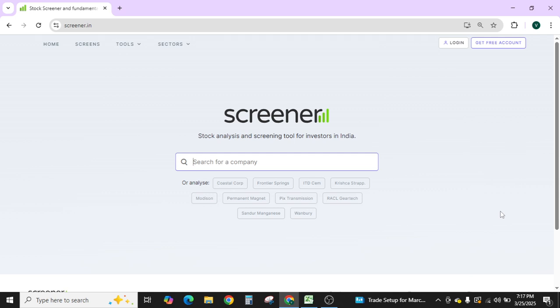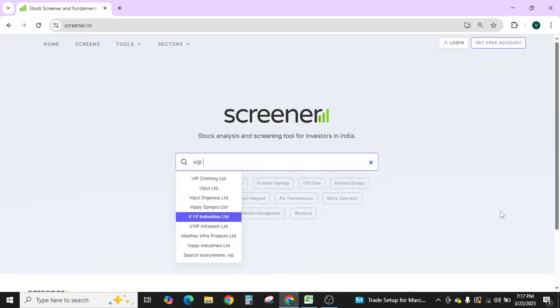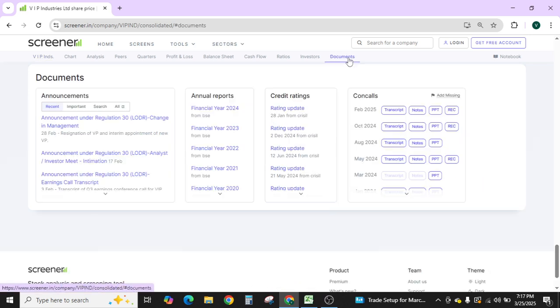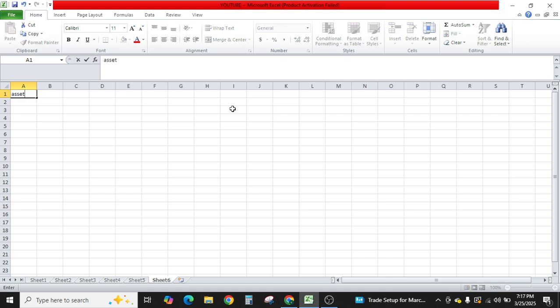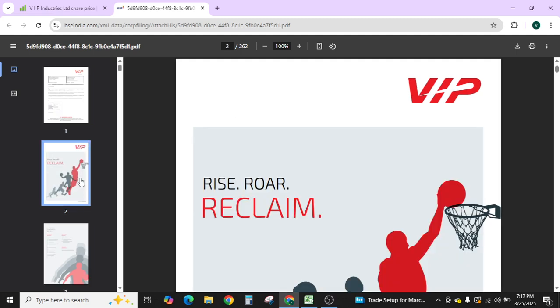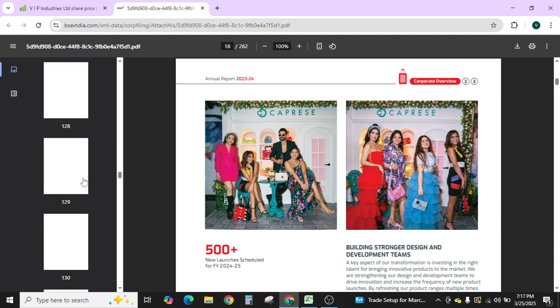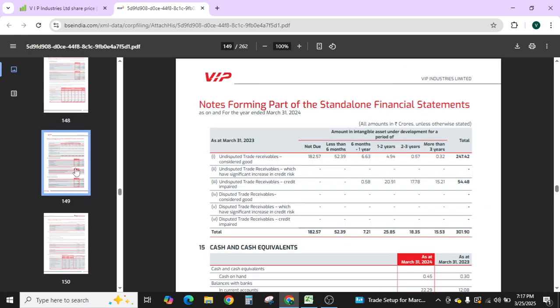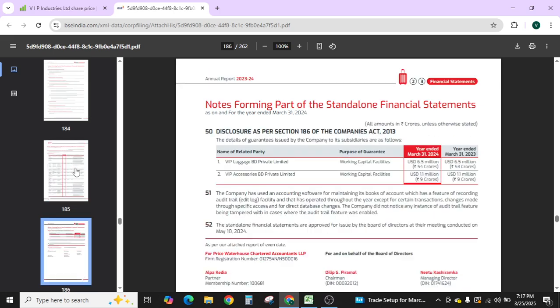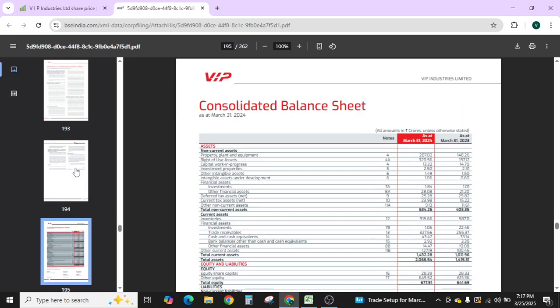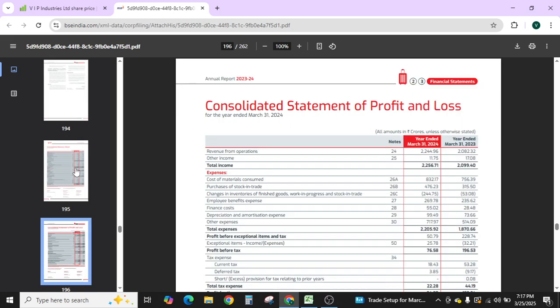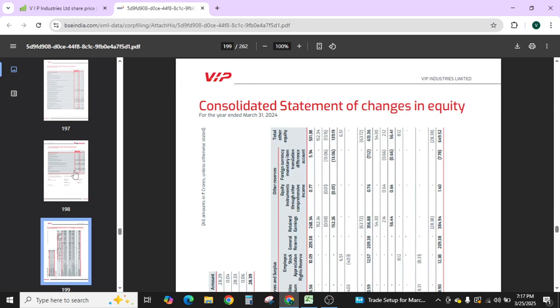I will take an example of VIP Industries. So if we take VIP Industries, for FY24, I will write asset schedule here. If we see the consolidated, this is the balance sheet, this is the profit and loss, this is the cash flow.